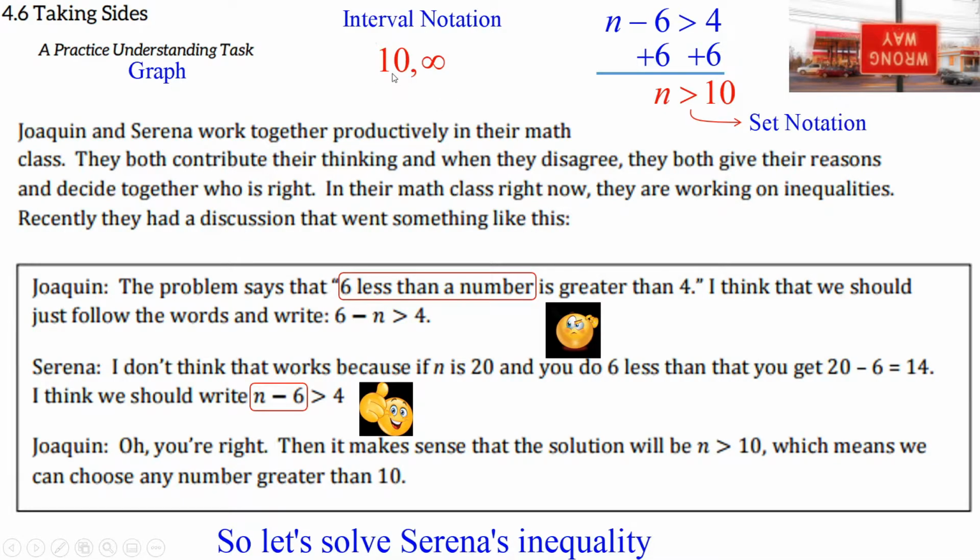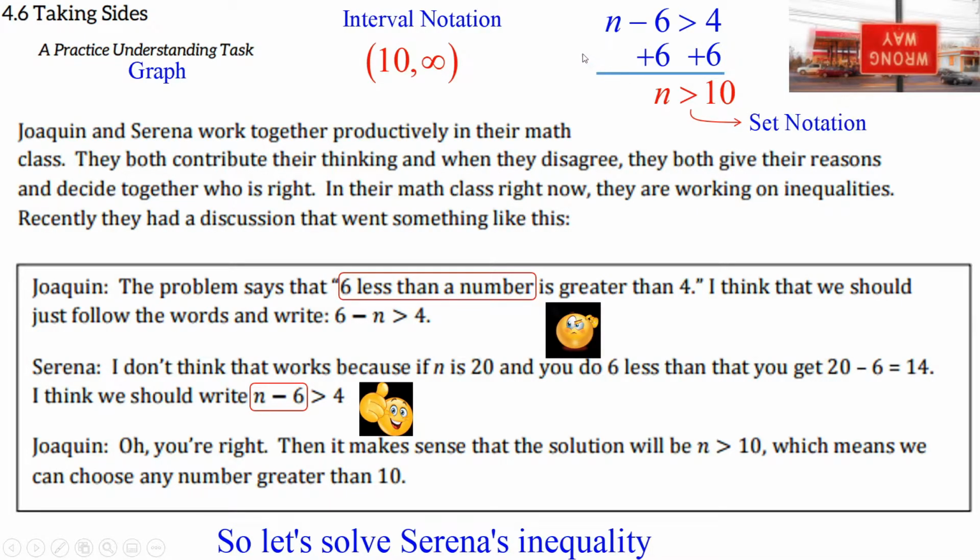And can n equal 10? No, n is greater than 10. So rather than a bracket, we go parenthesis. And since we can never reach infinity, we have to go a parenthesis on the right as well. There's the interval notation. n is greater than 10, and the open interval from 10 to infinity, those two are different notations for the same thing. And you guys need to know both of them.